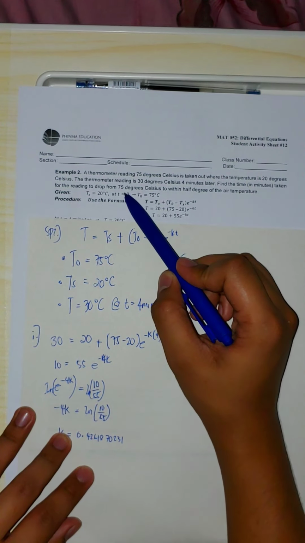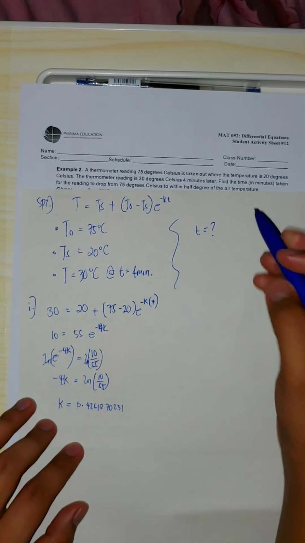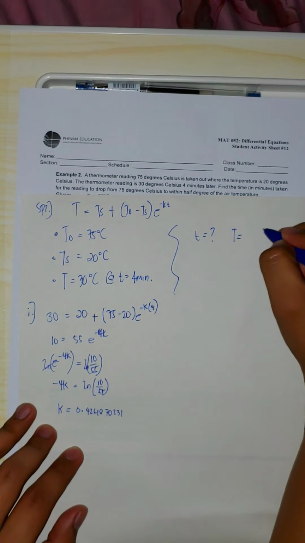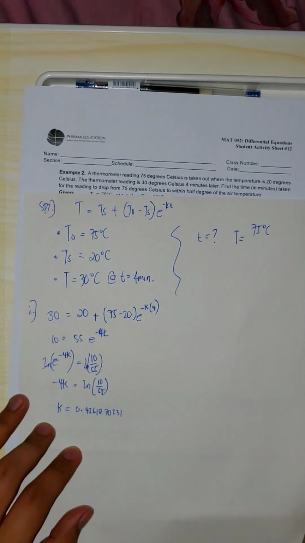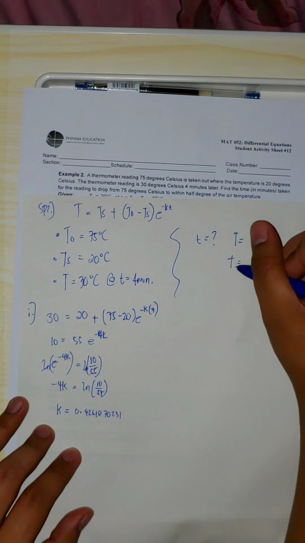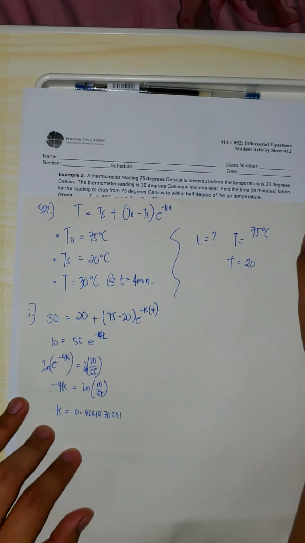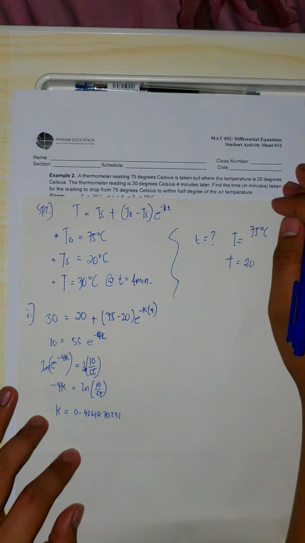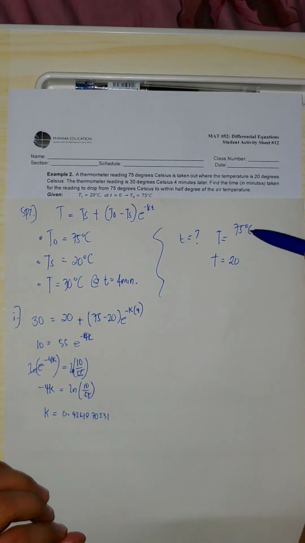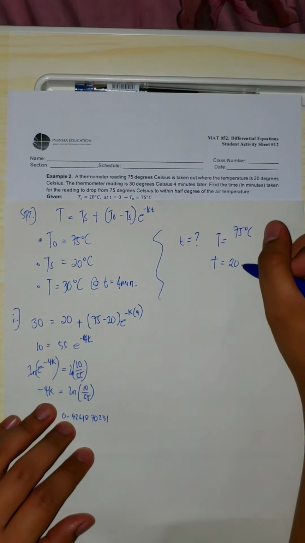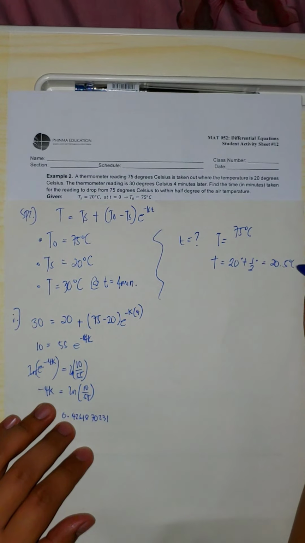Next, we are asked for the time for the reading to drop from 75 degrees Celsius to within half a degree of the air temperature. Actually, this is confusing. How long until the temperature drops from 75 degrees to within half a degree of the air temperature? The air temperature is 20 degrees, and the half degree is sort of an increase. So within half a degree of the air temperature, half a degree is just 0.5 degrees, so that is equal to 20.5 degrees Celsius.